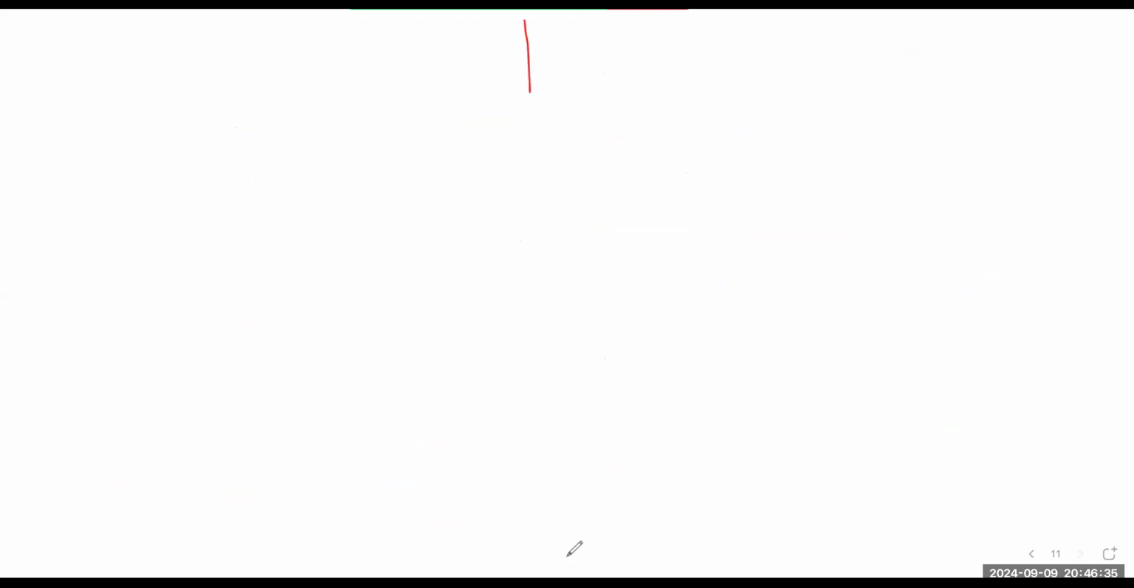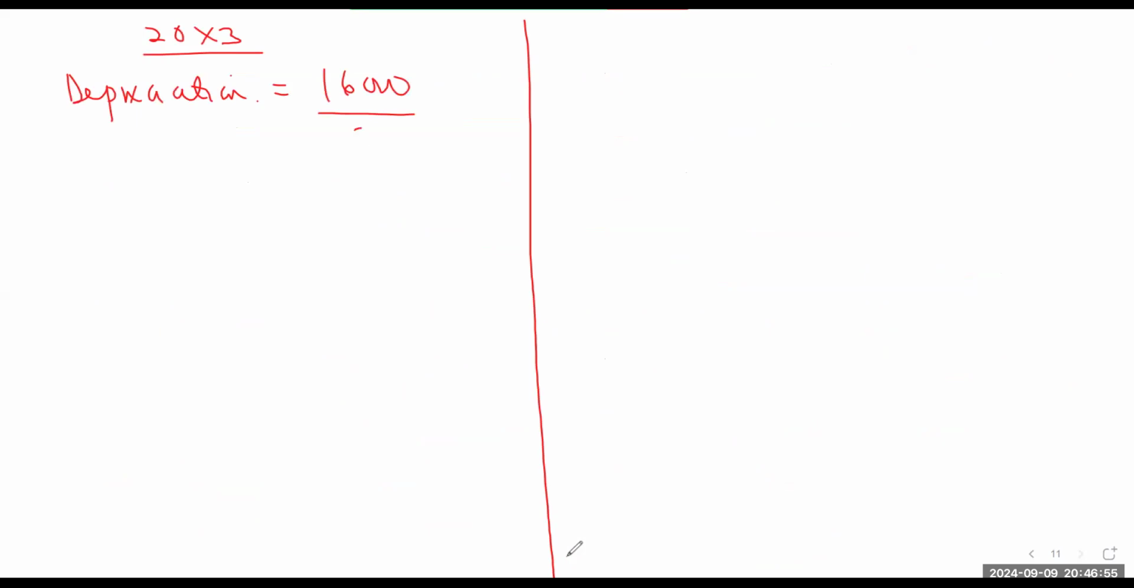Subsequently, let's break this one down. In 20X3, at the end of 20X3, we are going to be doing depreciation of 16,000 divided by 8 years. So every year it will be 2,000. When are we reversing? 20X5. So we have to ask ourselves, at the date of 20X5, what is the carrying value in our books, based on the calculation that we are going to be doing?